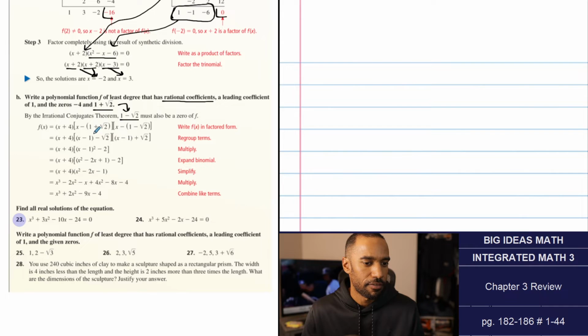You distribute the negative, and if you regroup so that this time this has parentheses, you now create a difference of 2 squares in these 2 factors here. This can be an a minus b times an a plus b, which distributes into a squared minus b squared. Root 2 squared is 2. And you expand this binomial, x minus 1 quantity squared, to x squared minus 2x plus 1. 1 minus 2 is -1, and now you're left with this times that.